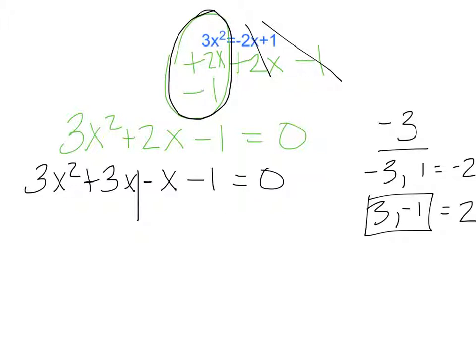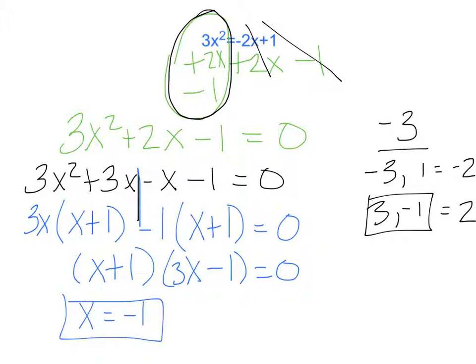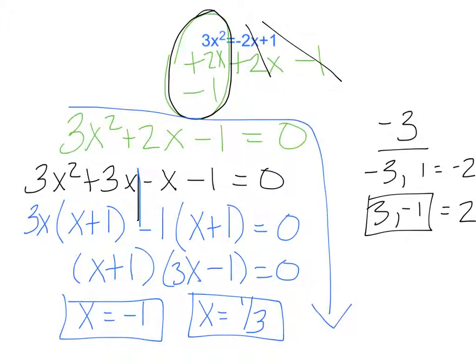We split it down the middle. Here, I'll do a different color. We take out our GCF, which is 3x, so we get x plus 1. Take out a negative 1, which leaves x plus 1, equals 0. So I get x plus 1 and 3x minus 1. And we solve. x equals negative 1 and x equals 1/3. We've done all of this before, but now we are adding in getting it equal to 0 first.